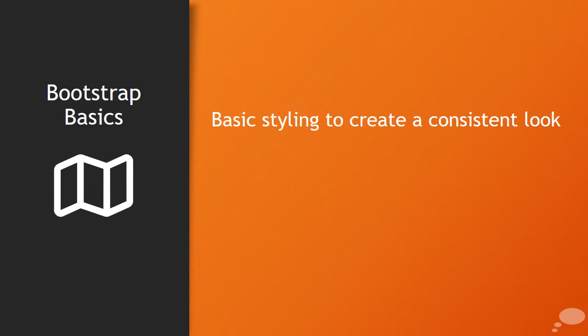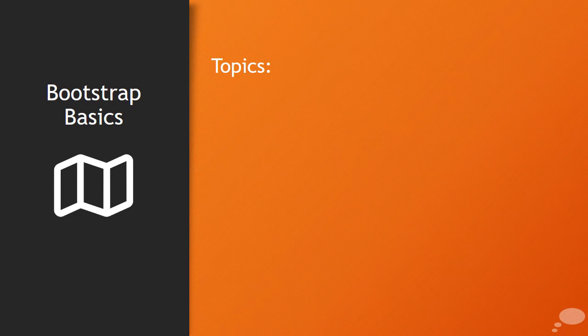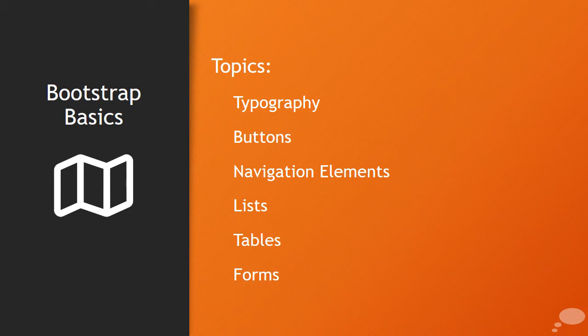Bootstrap's built-in styling helps you create a consistent look and feel. In this way, it wants you to centralize the look of your application, but also gives you the opportunity to theme or to modify the look while using common classes to change things across the board. It starts with CSS-only metaphors or different objects that can be changed just with CSS classes, and then later on in the course, we'll start to get into components, which can include some JavaScript as well. In this module, we'll be talking about the typography of Bootstrap 4, buttons, navigation elements, lists, tables, and forms. Let's dig into the code.